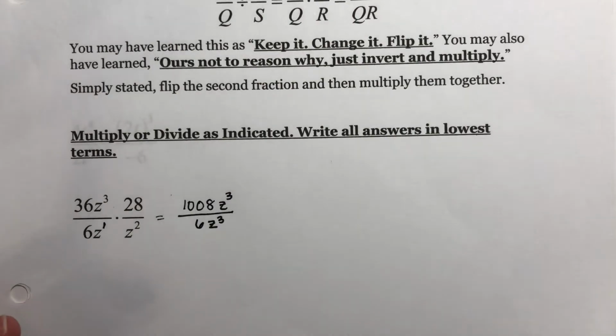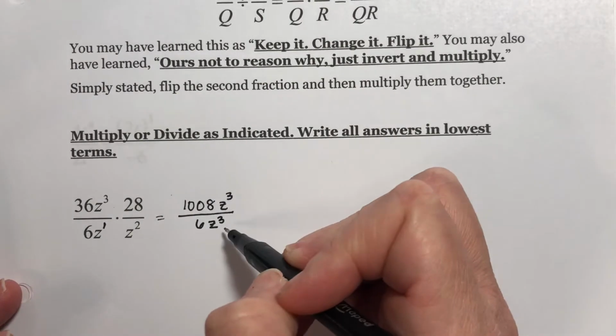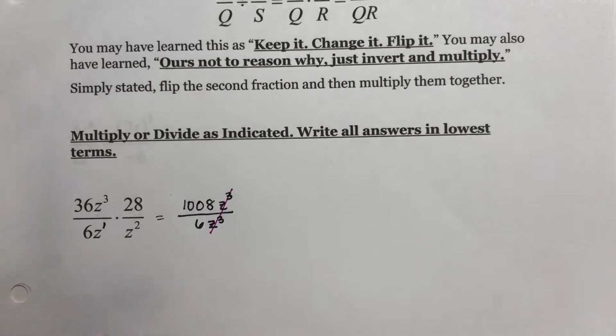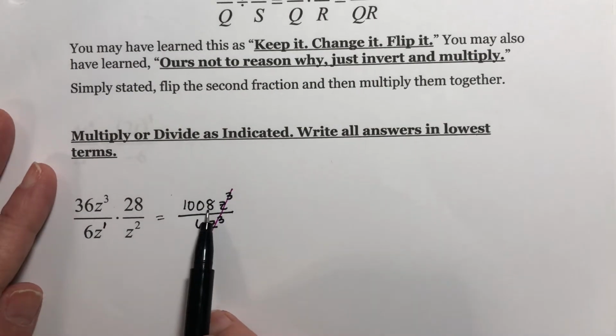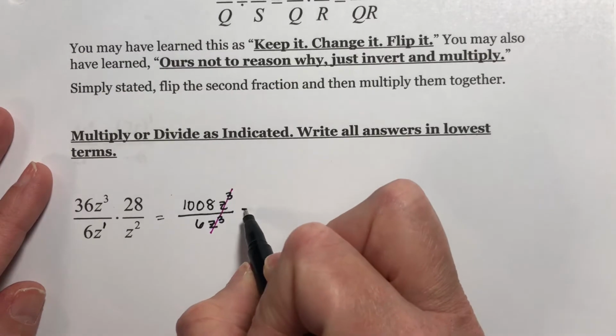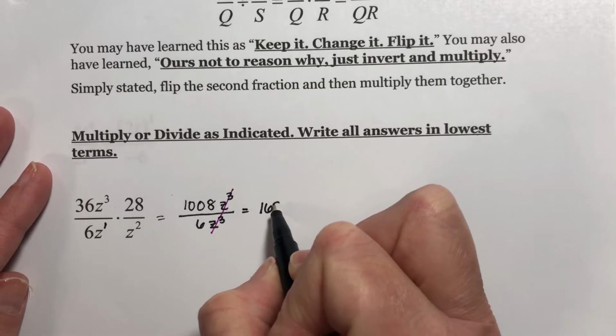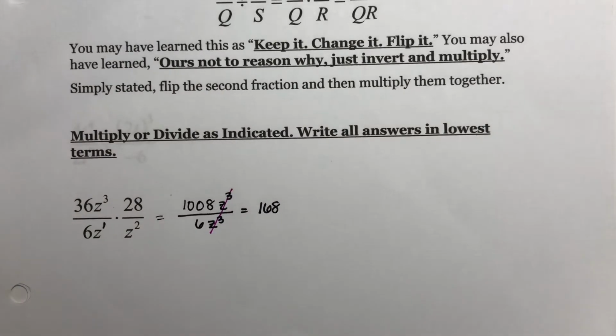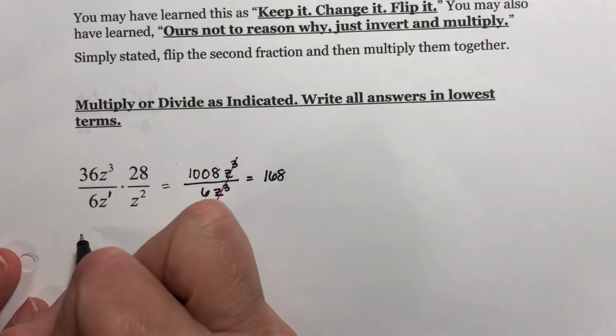Now we reduce this fraction. I have a z cubed in the top and 1 in the bottom, so they go away. I check to see if 1008 is divisible by 6, and it is. And when you do that division, you get 168. The advantage to this method is it's fairly simple. The disadvantage is that you start dealing with really large numbers. So let's look at the other option, which is cross cancellation.